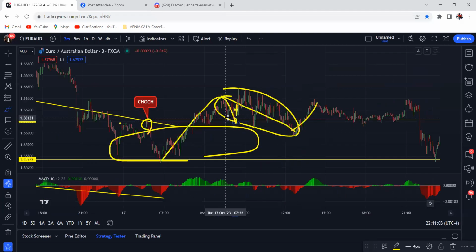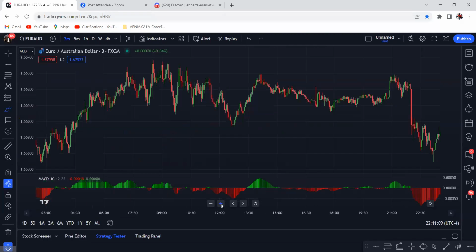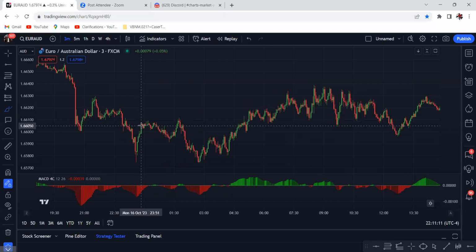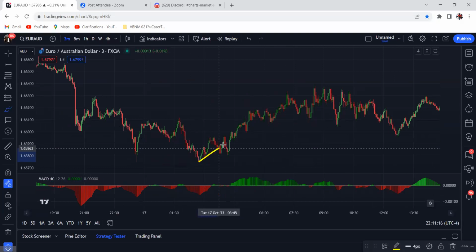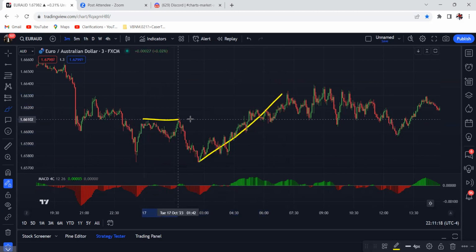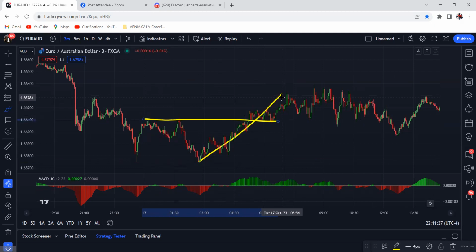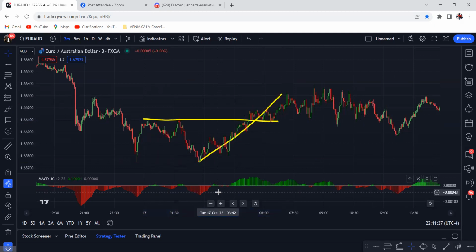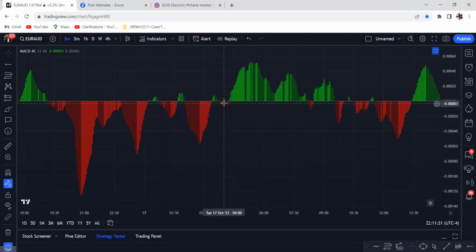Now, what if I wanted to make this easier for myself and add in the MACD? Because some people struggle. I get asked this: Hey, Steve, I sometimes struggle even after the change of character knowing when to get in on the retest, because sometimes price might not retest fully, it might not touch. So this is where you have the MACD, that extra confirmation.